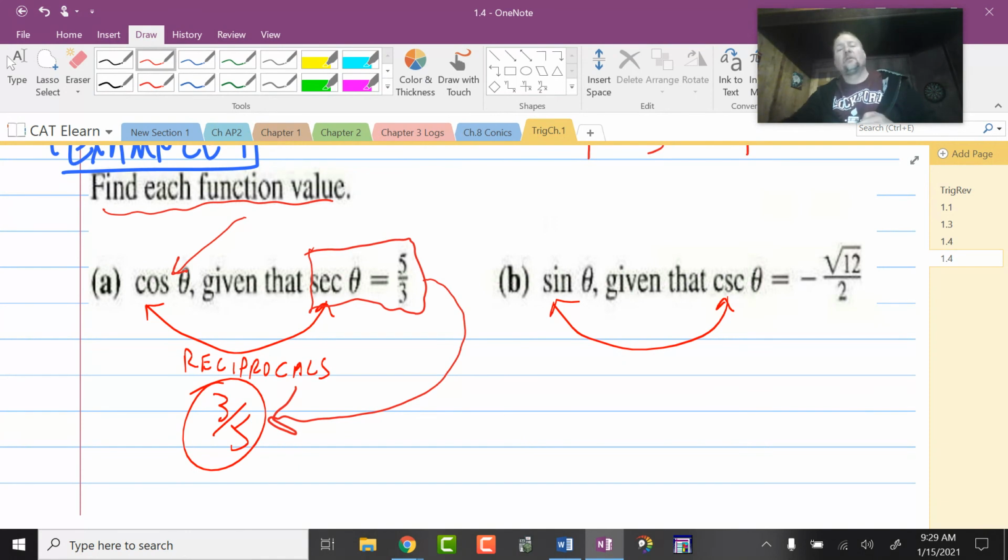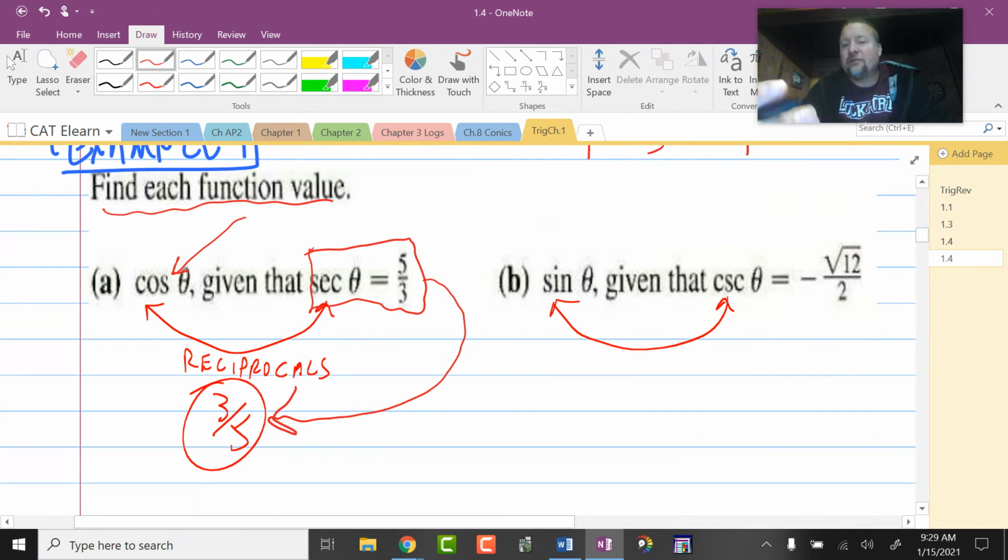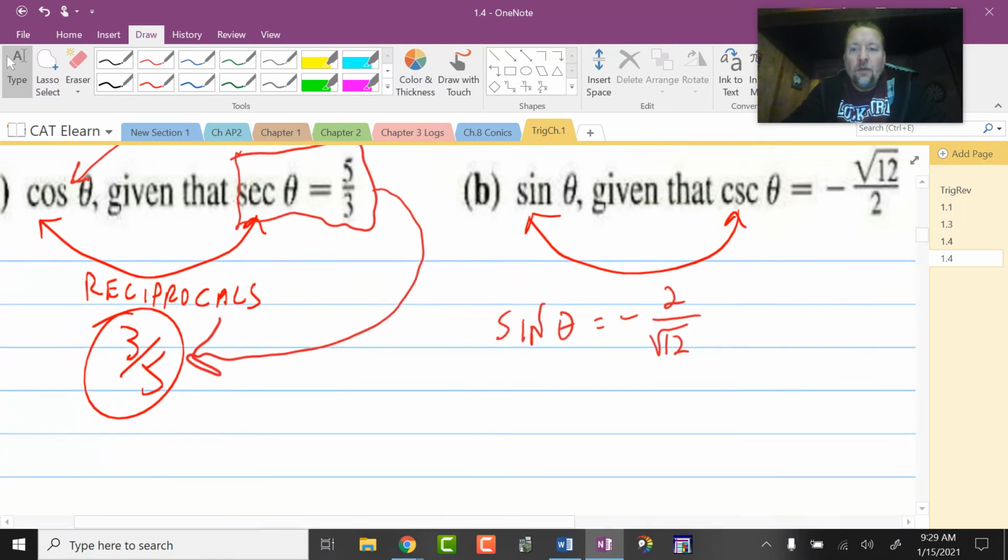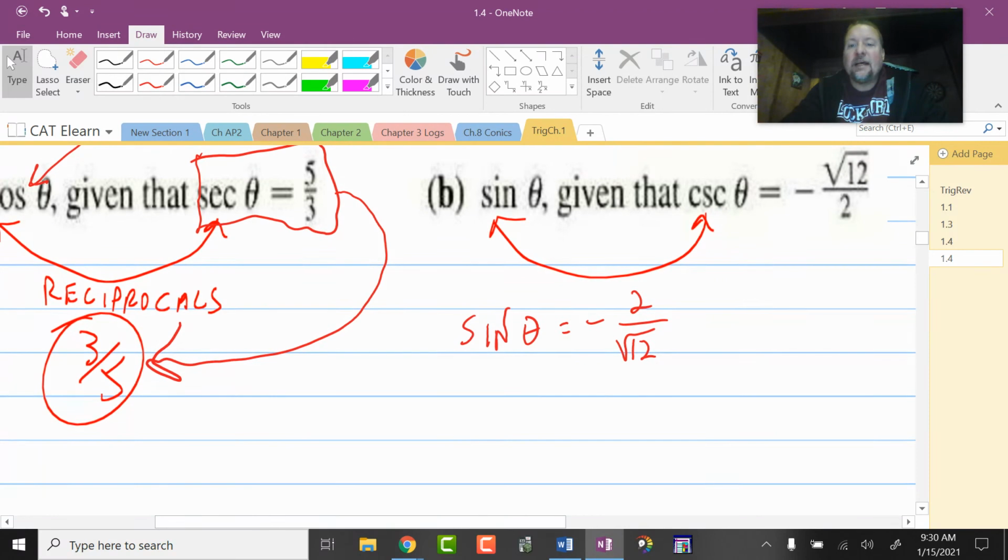Okay, I think I've stalled enough here for the second one. Okay, of course. Sine and cosecant are reciprocals of each other. So if cosecant's this, sine is the flip of that, which is -2 over root 12. There's two problems with this. One, you have a radical in the denominator. The second thing is square root of 12 is not simplified. You should simplify first. Then it makes your rationalizing a little bit easier.